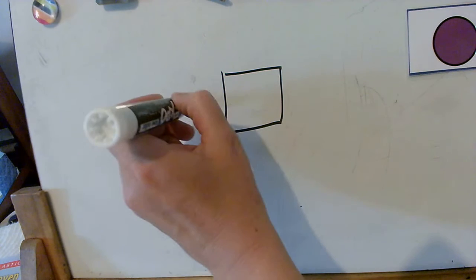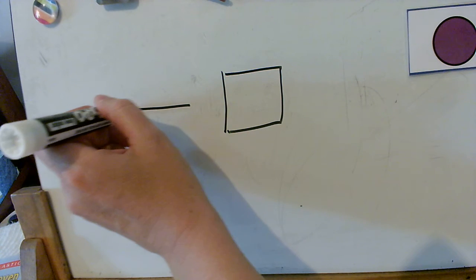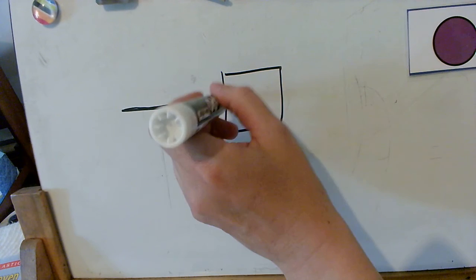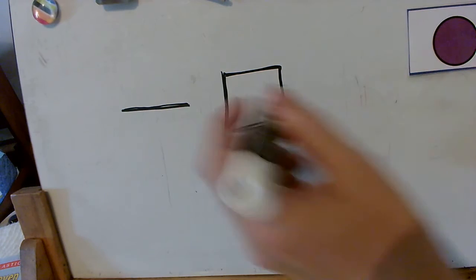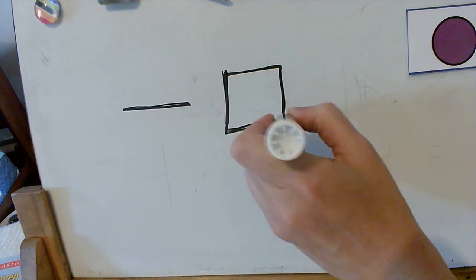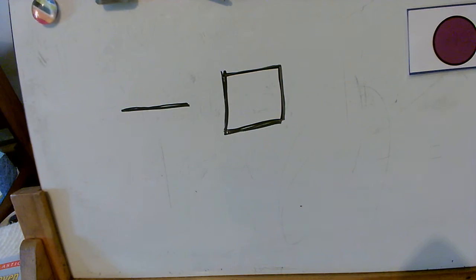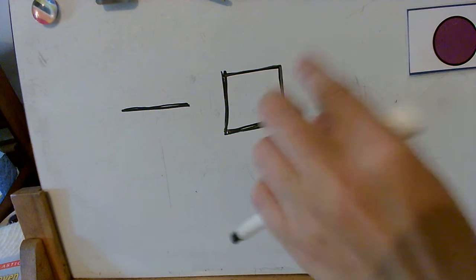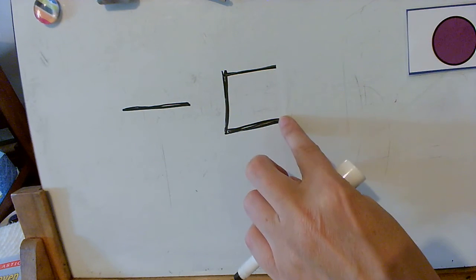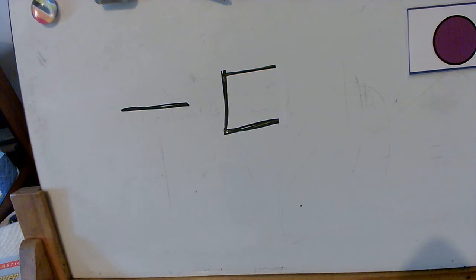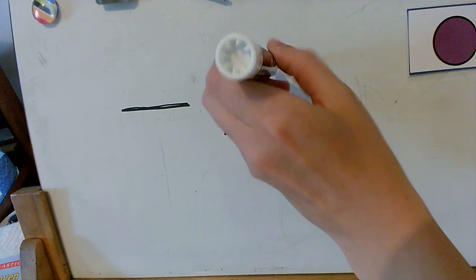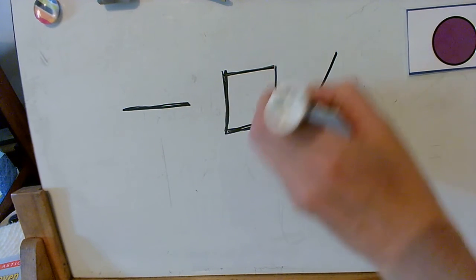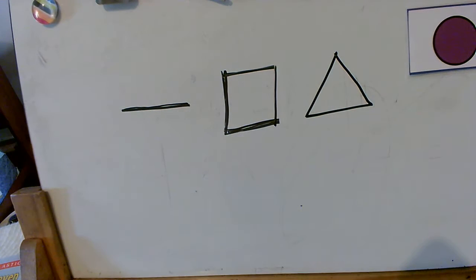Well, a line doesn't really have a shape. It's just kind of like one side. This is a shape, and it's made up of 4 lines. 1, 2, 3, 4. And it's what we call a closed shape. There's no opening. If we took away one of the sides, that would no longer be a shape. That's just 3 lines. In order to be a shape, it has to be closed in. There can't be any openings.